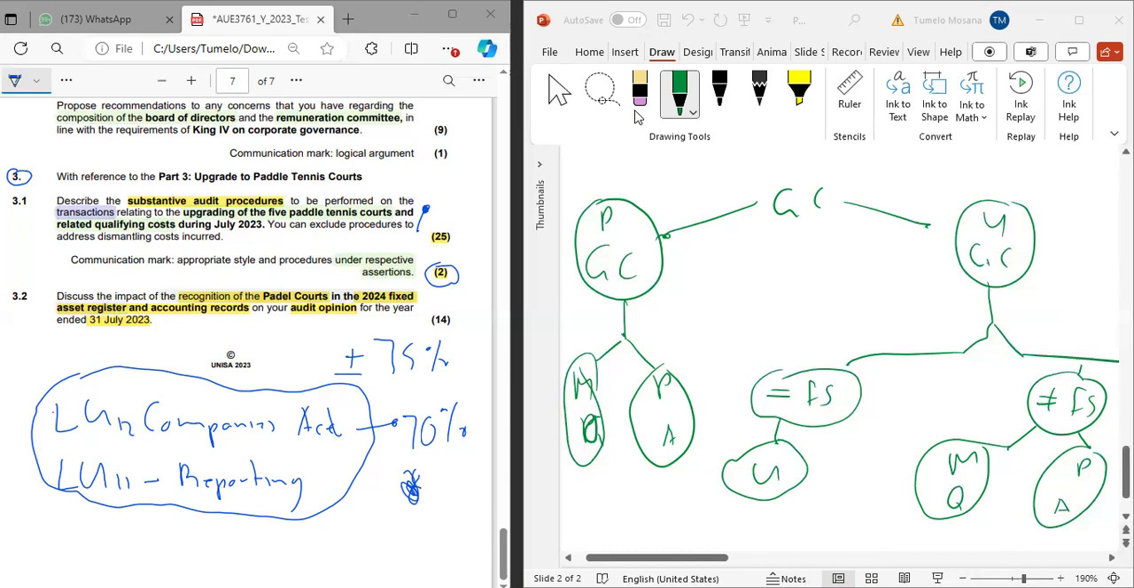Except maybe the amount, you also have to think whether it's material or not, right? The amount has to be considered, whether it is quantitatively material or not, and whether it is also qualitatively material or not. If it is as a result of a non-compliance, it would be qualitatively material too, because that would influence the decision of the users of the financial statements.